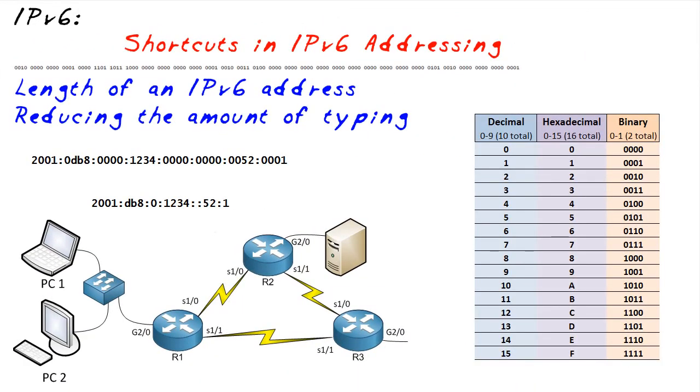In this MicroNugget, we've focused on how we can shortcut or put in less characters to represent an IPv6 address, and this could save us a bunch of time when configuring and working with IPv6.